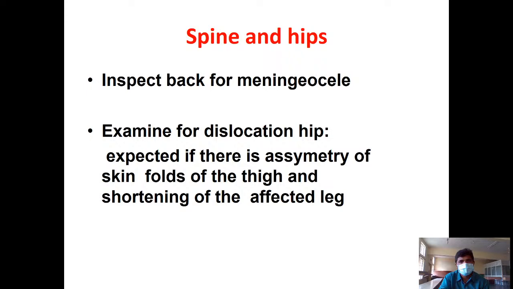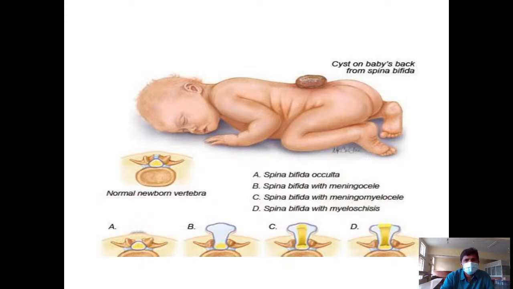Then the other aspect is you need to look at the spine and hips. Inspect the spine for any defects like meningocele, meningomyelocele, spinal dysraphism, or spina bifida occulta. Then examine the hip for any developmental dysplasia. So these are the things you can come across in the back.